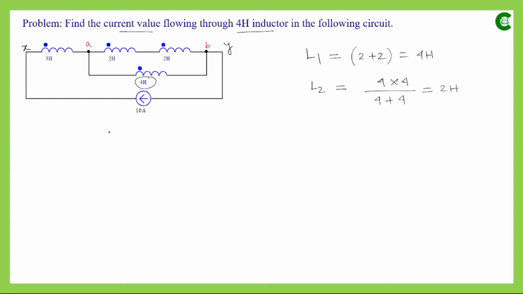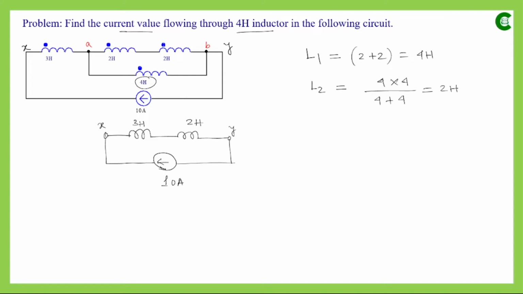Now in the modified circuit, what we will have is the 3 Henry inductor which we had in our original circuit, and instead of this connection we will have an inductor with value 2 Henry. With that, this is the X and this is the Y terminal, and we have a current source which has current 10 ampere.